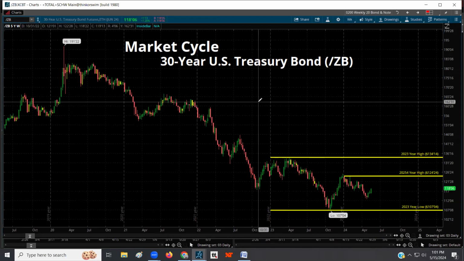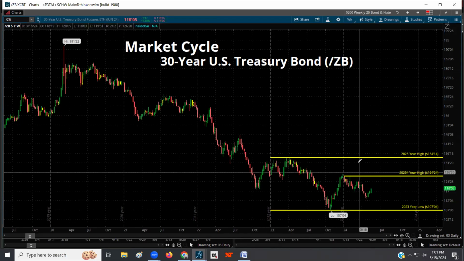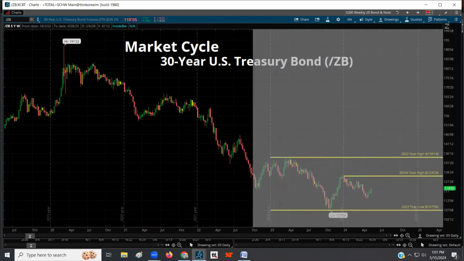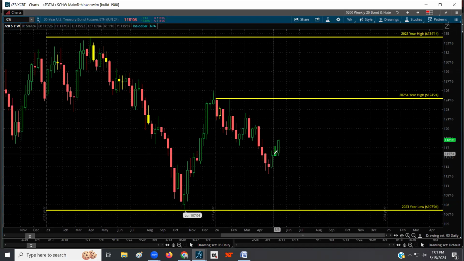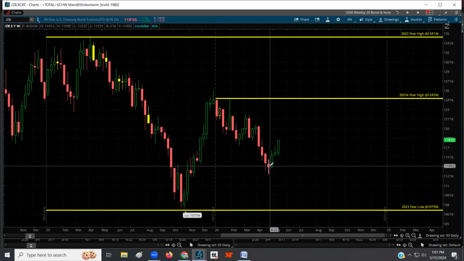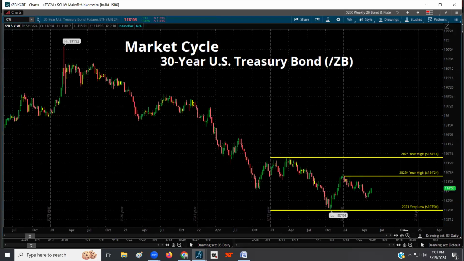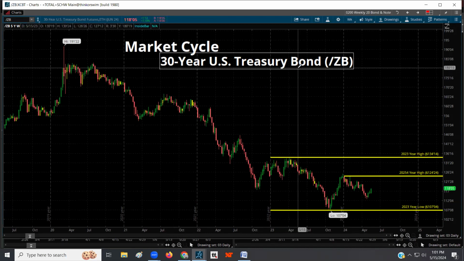So I was showing you that dump on the 30-year yield. The inverse happens here. See that? Nice. Having the bonds go up. So again, the higher duration, the 30-year, is referred to as the bond.